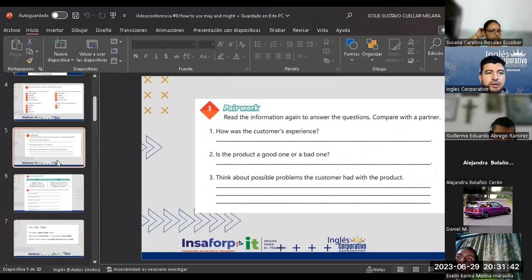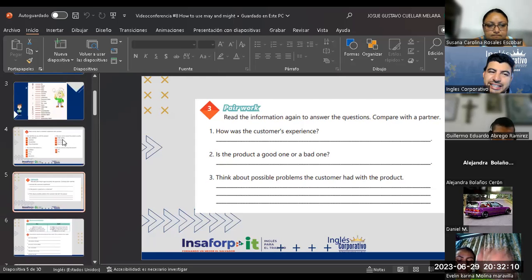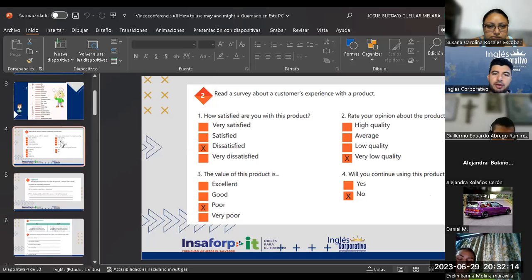And then okay. We go with Susie. Could you read number 3, please? Think about possible problems the customer had with the product. Okay, thank you. Here we don't have details. No tenemos detalles. We don't have details about the product. So we can say a lot of things, right? What are the problems? Maybe if it was electrical, maybe the electricity was not good, electronic stuff, or maybe the warranty. Yeah, a lot of reasons.